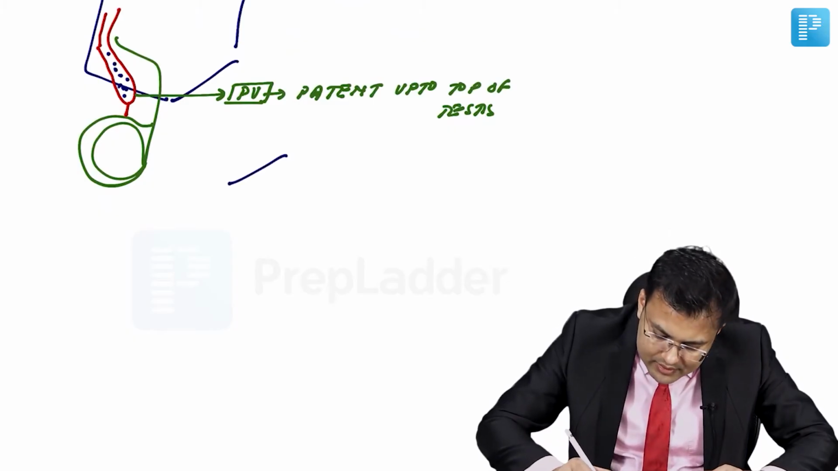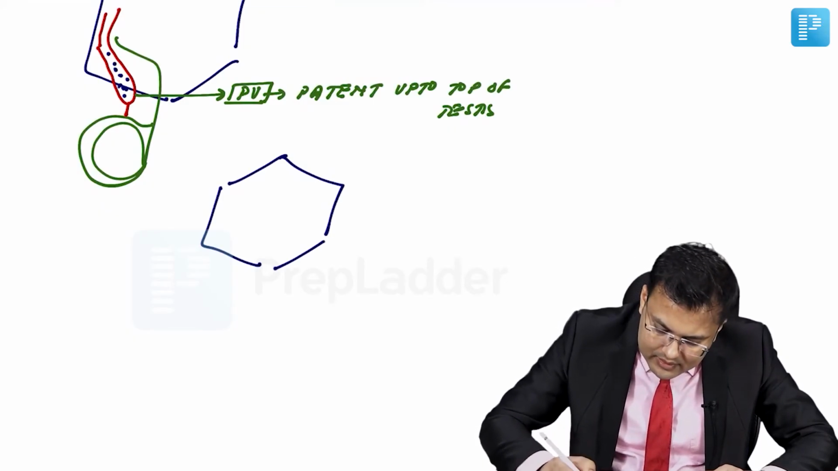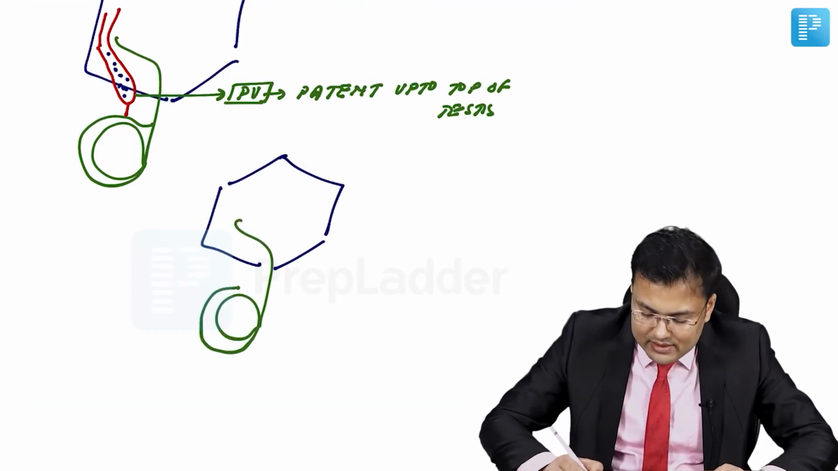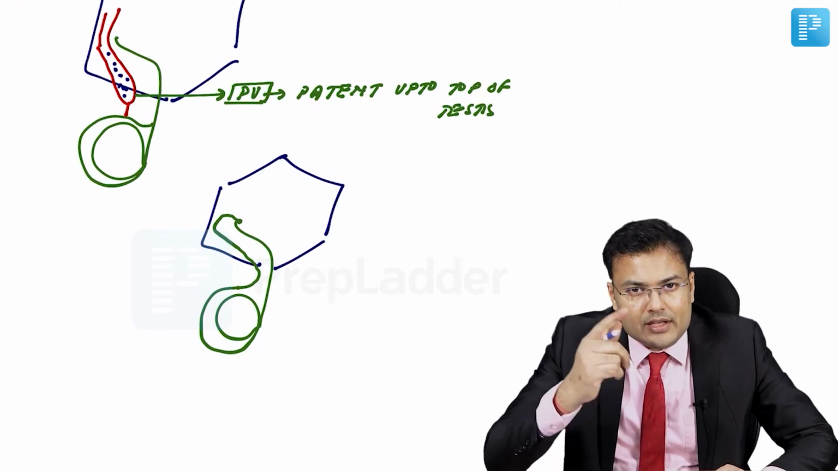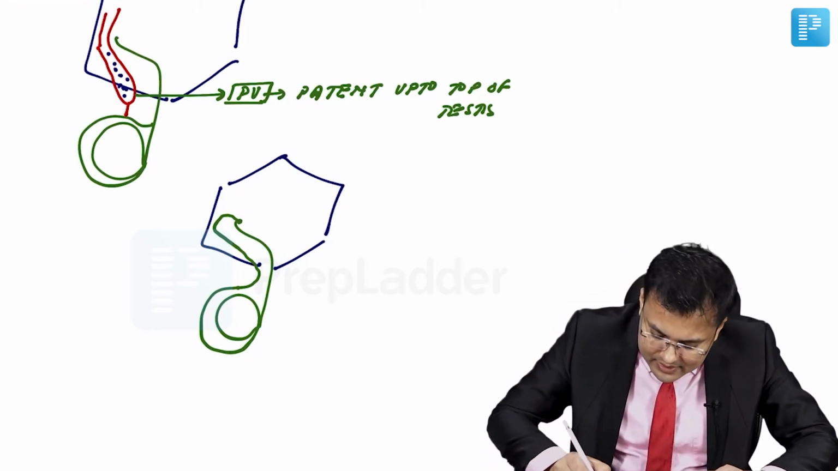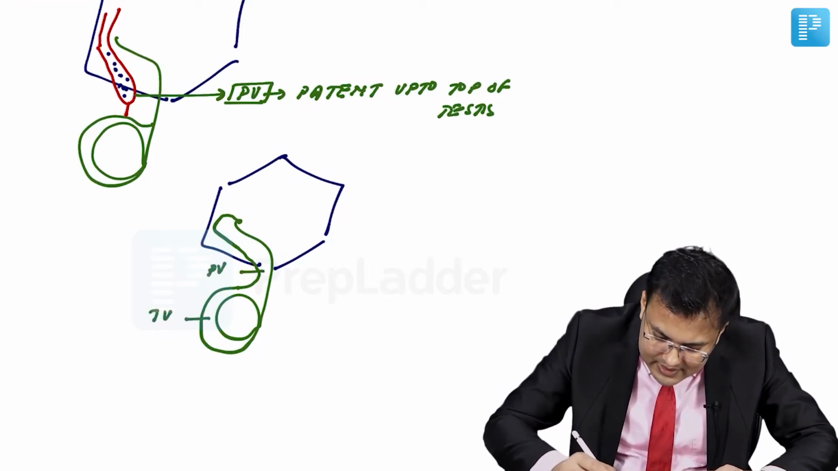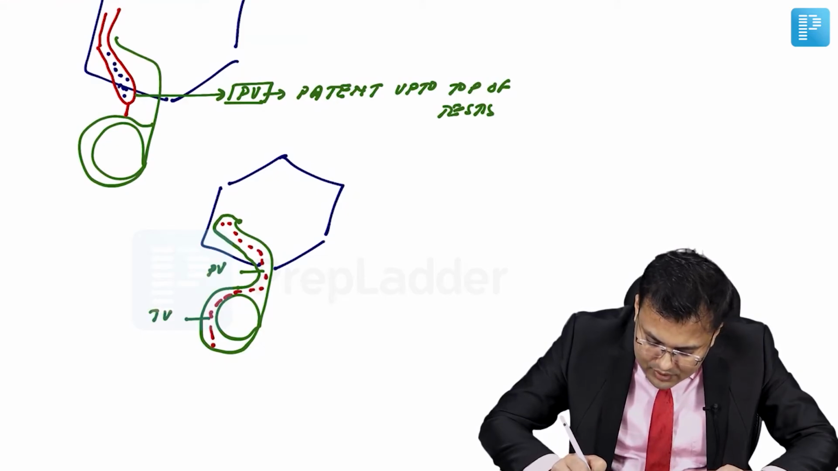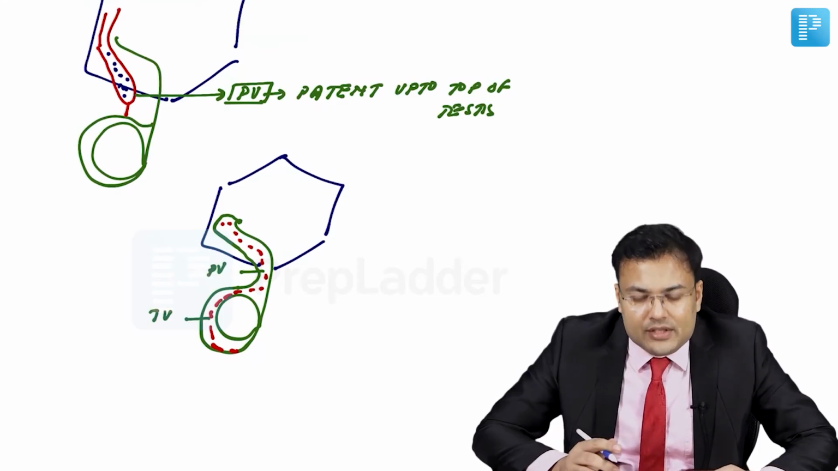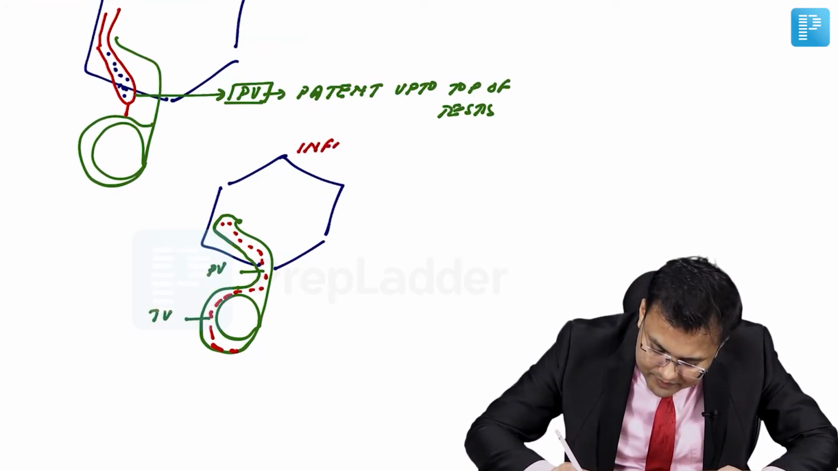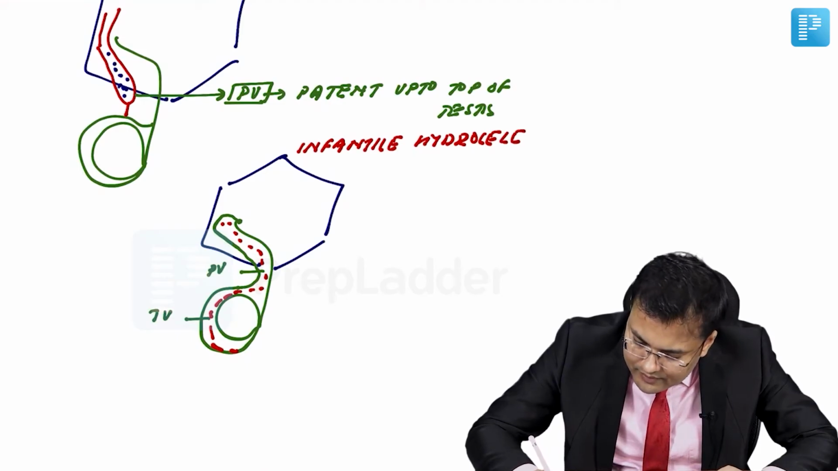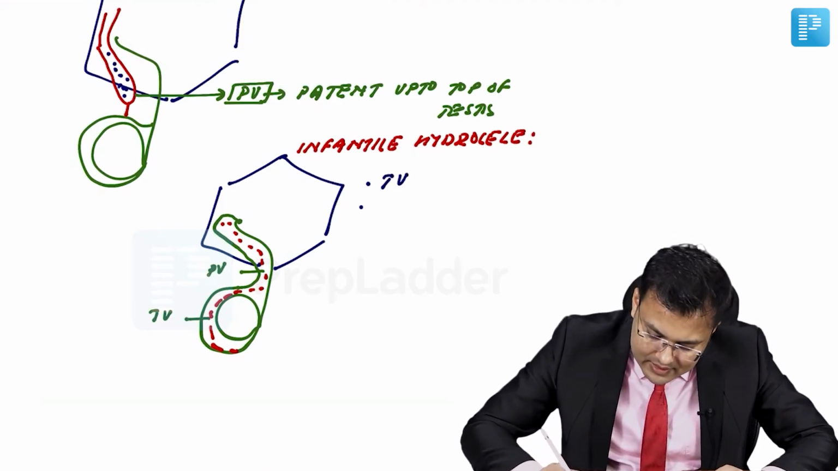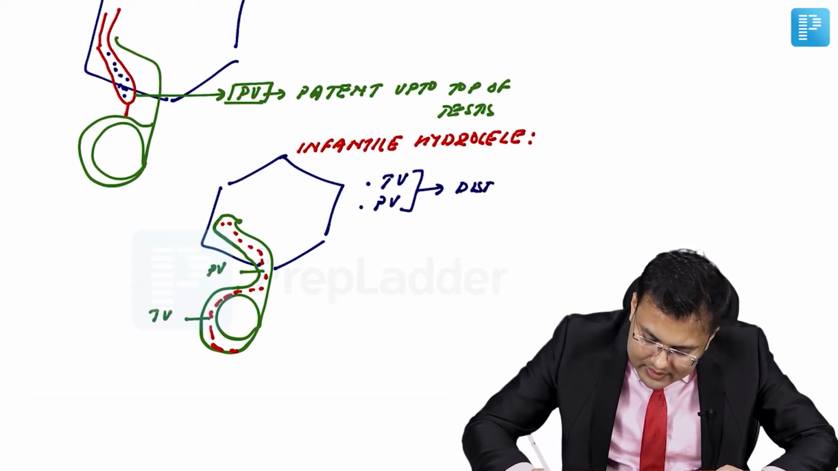Now see another situation. In this diagram you can see this is the testis, this is the tunica vaginalis. Here tunica vaginalis and processus vaginalis are distended up to the deep ring. There is no communication with peritoneal cavity, and this is known as infantile hydrocele.